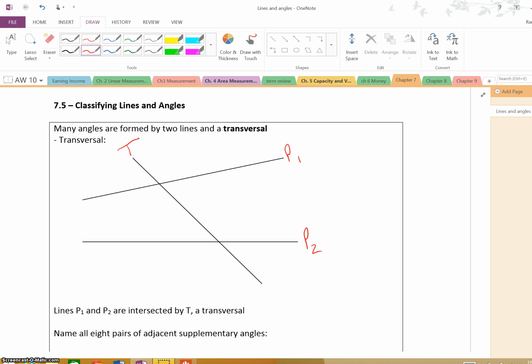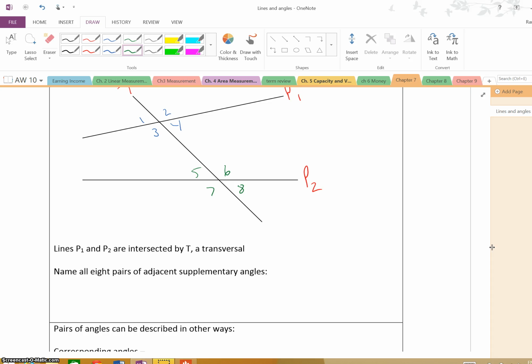And so when we have this, we create 8 angles, basically. We have angles 1, 2, 3, and 4 here, and then we have angles 5, 6, 7, and 8. Like I say, we get those 8 angles, but there are all different types of relationships with them.